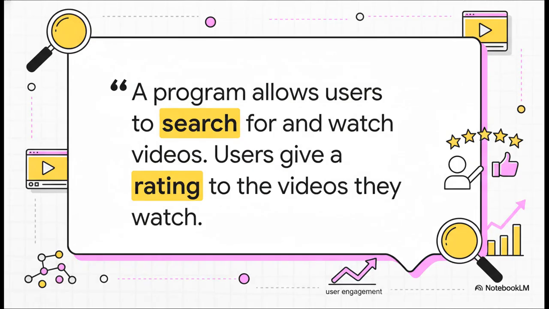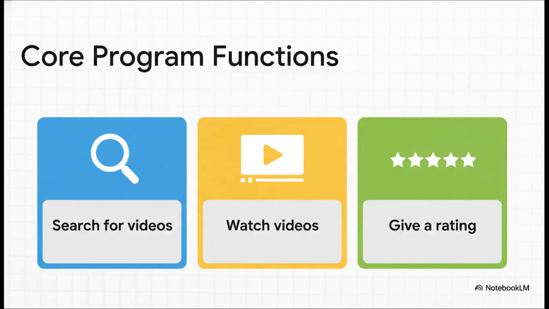Okay, so here's the exact text from the paper. It says, a program allows users to search for and watch videos. Users give a rating to the videos they watch. That's literally it. When you strip away all that exam pressure, it's actually a pretty simple description, isn't it? So step 1 for us is to just pull out the key actions, the verbs. What does the program actually do? Well, it lets you search, watch, and rate. And just like that, we've turned a confusing paragraph into a simple 3-point checklist. We know exactly what this program needs to accomplish.